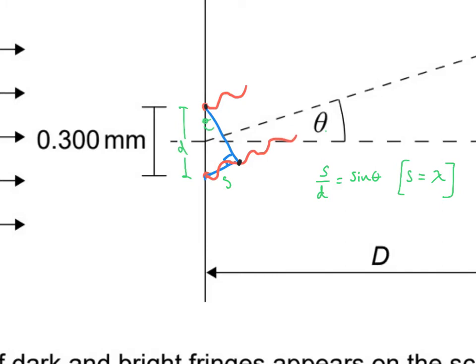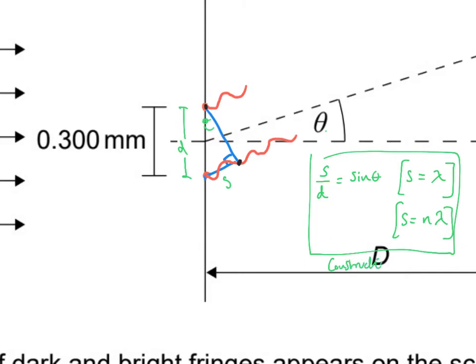Or more formally, perhaps, when S is equal to some integer of a wavelength. So this would be for bright lines. This is going to give us constructive interference, and this is going to be bright. Okay, but what about the dark lines? Because that's what this question is asking about. What about when things are dark?